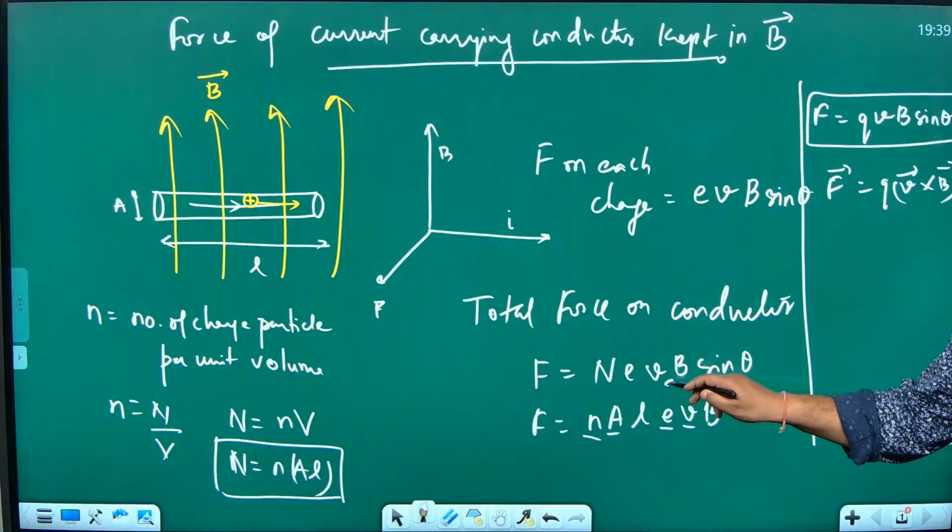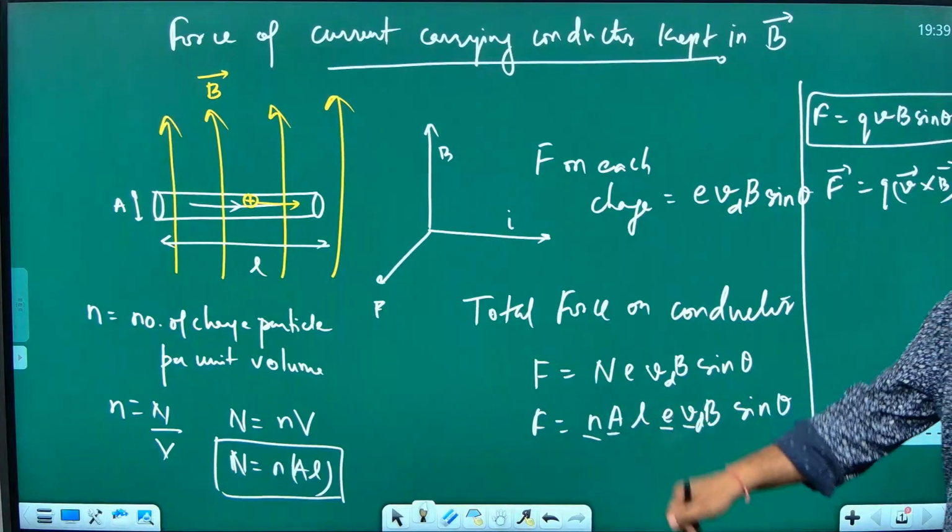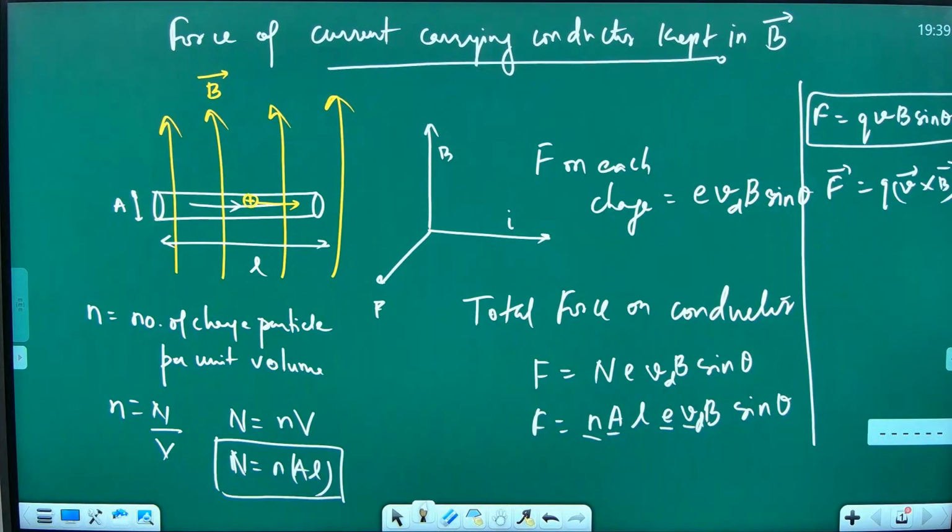What is nqAv? v is the velocity with which the electrons are moving, the drift velocity. What is nqAv_d? Third chapter, current I. So can I say that?